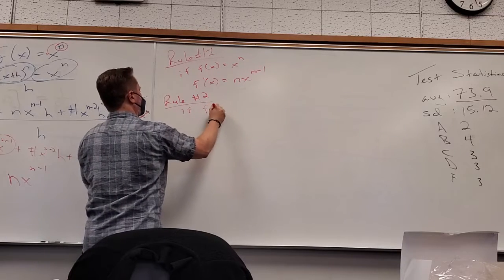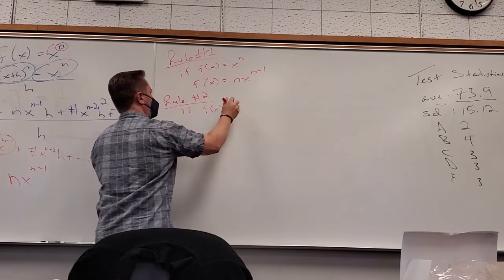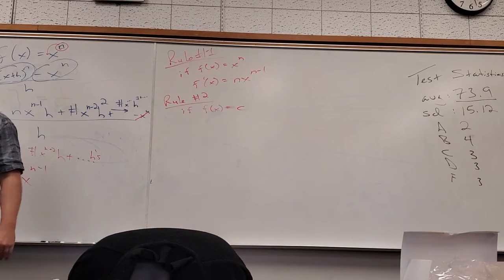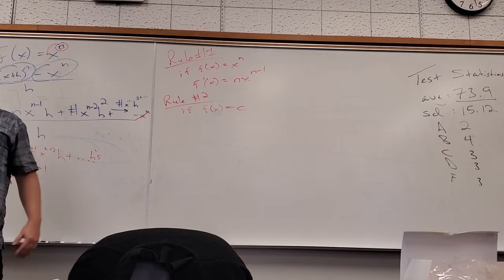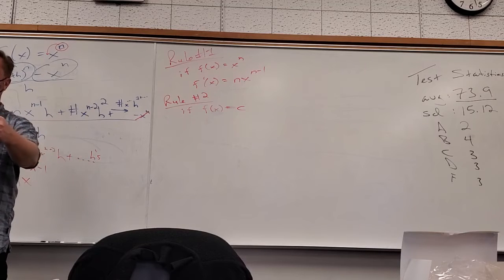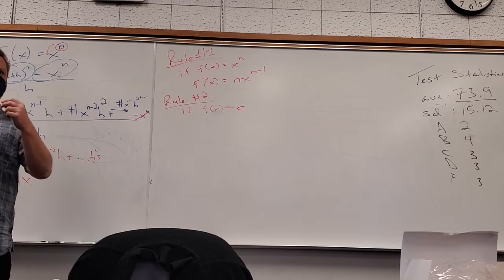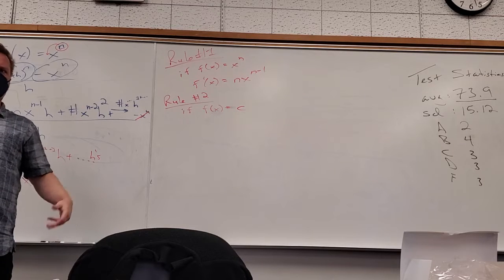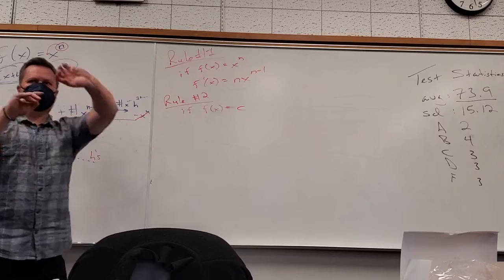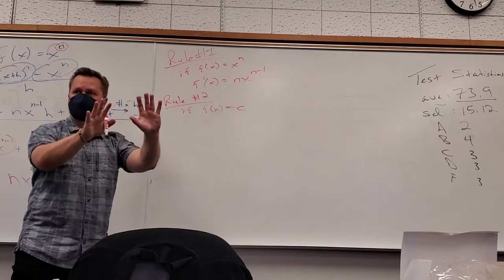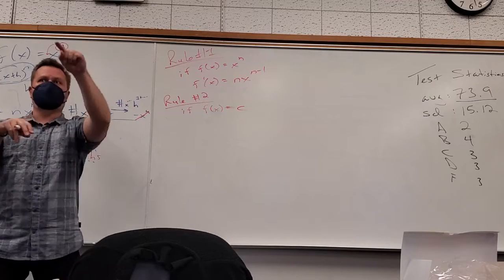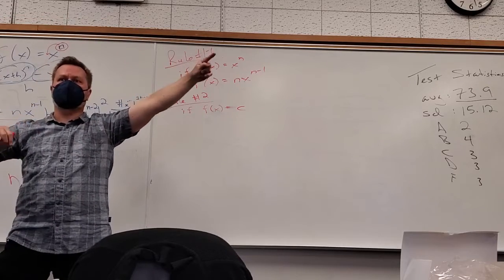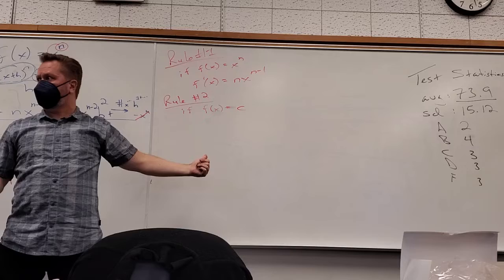What if f of x is a constant? So letter C is a constant, like f of x is 7. What does derivative mean again? The slope? What does f of x equals 7 look like? A flat line. So what would its derivative be? 0. If you plot y equals 7, or any number you want to, it's a flat line, therefore its slope is 0, therefore its derivative is 0.